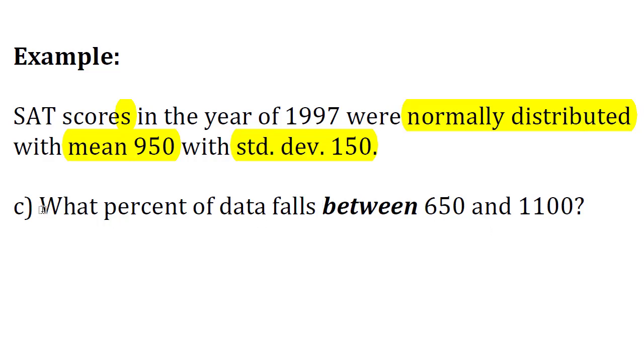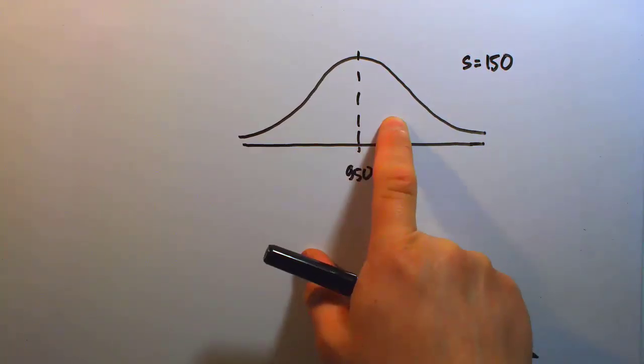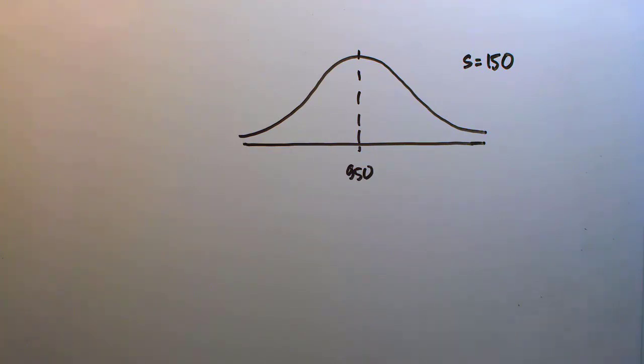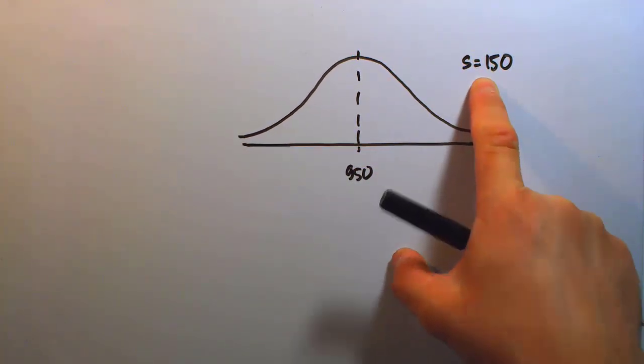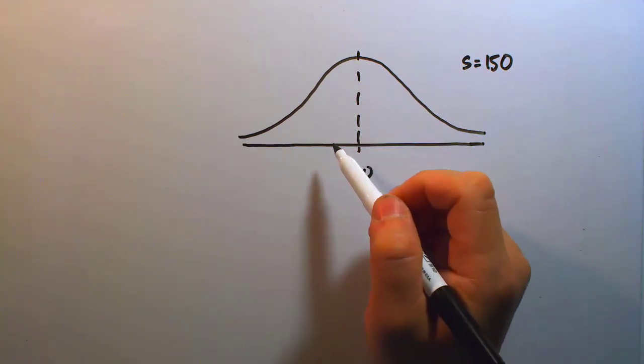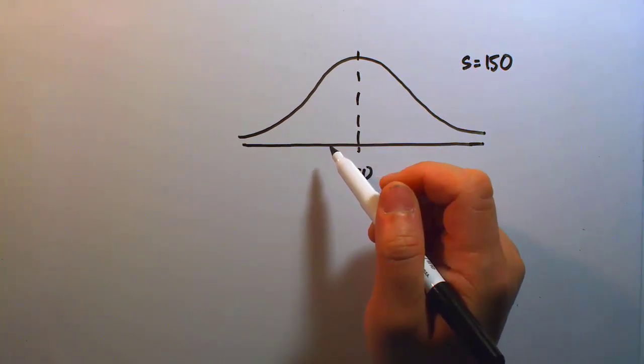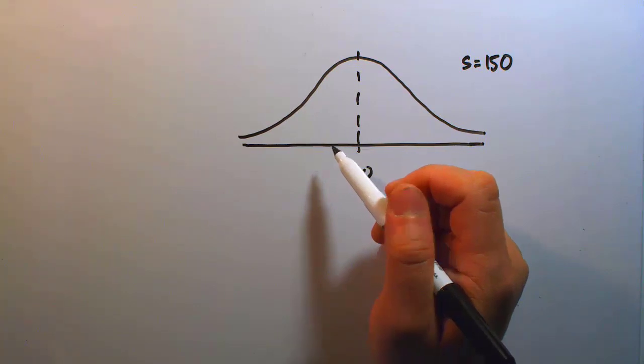And here are the same exact questions. What percent of data falls in an interval? But now I switch to a different interval. Let's say I want to be between 650 and 1100. Once again, from the start, here's your empty bell curve. A hand sketch version is perfectly fine. The mean value is right in the middle, and the standard deviation is 150. So my interval is anywhere between 650 and 1100.